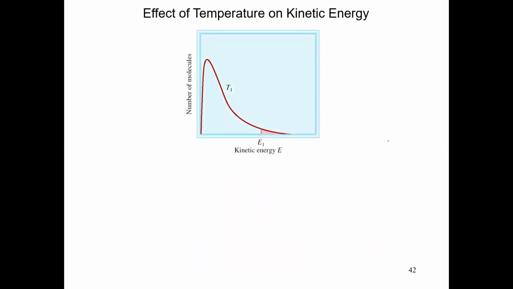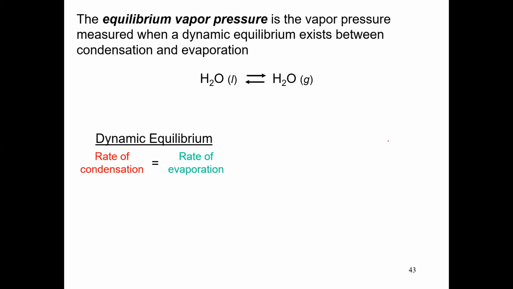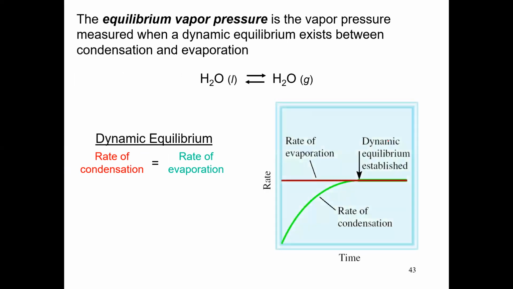Regarding the effect of temperature and kinetic energy, as you increase the temperature, the kinetic energy of the molecules will change. The equilibrium vapor pressure is the vapor pressure measured when a dynamic equilibrium exists between condensation and evaporation. I talked about that in the previous set of slides. The rate of condensation equals the rate of evaporation. And this would be, for example, at 100% humidity.